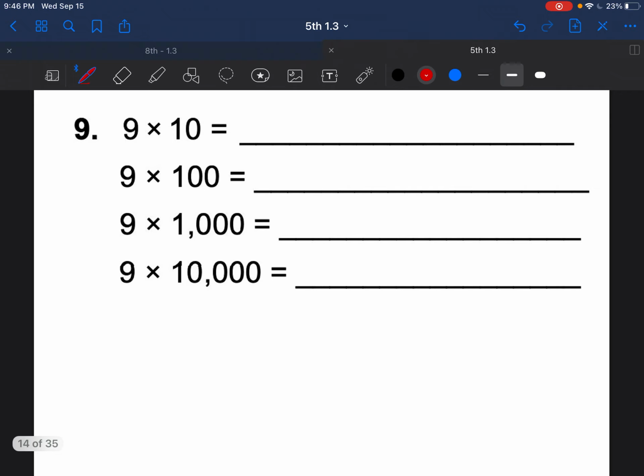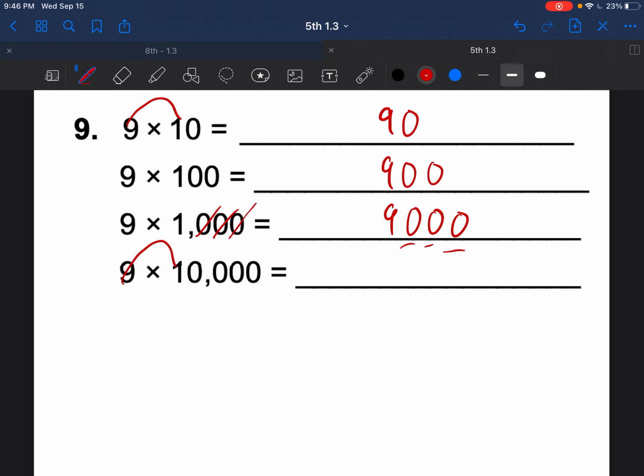Number 9, let's write this one down. 9 times 10 is 90. 9 times 100 is 900. 9 times 1,000 is 9,000, right? We're adding 3 zeros, 1, 2, 3. And then 9 times 10,000: 9 times 1 is 9. And how many zeros do we need to add? 1, 2, 3, 4. So let's add 4 zeros. Added 4 zeros.